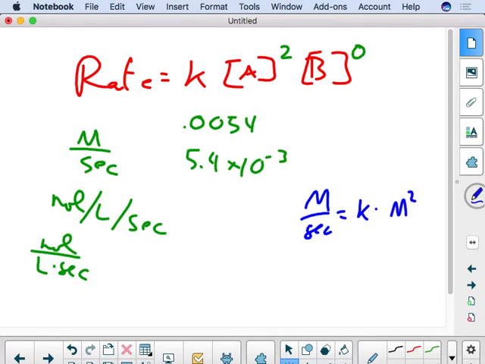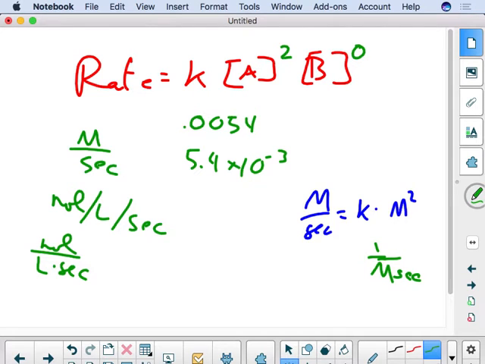So what do the units on K have to be? Write them down. What are the units on K going to be in this case? Discuss with the people next to you if you need. How many molarities do I need to get rid of in this case? 1. So this is going to be 1 over molarity per second.